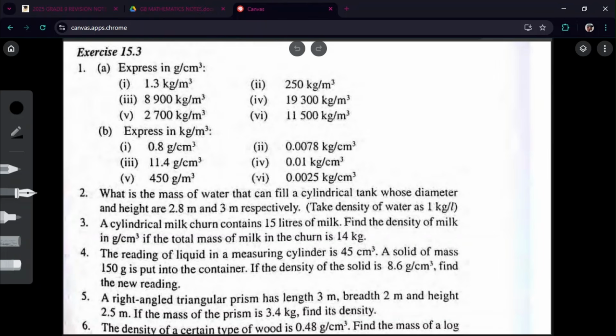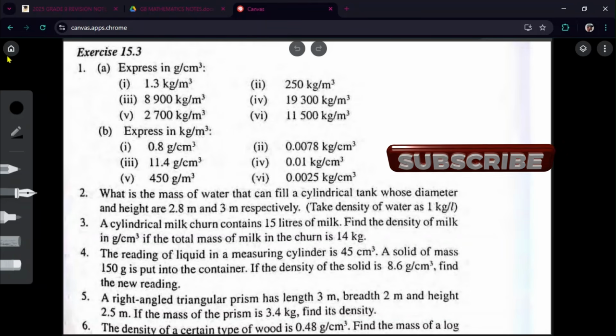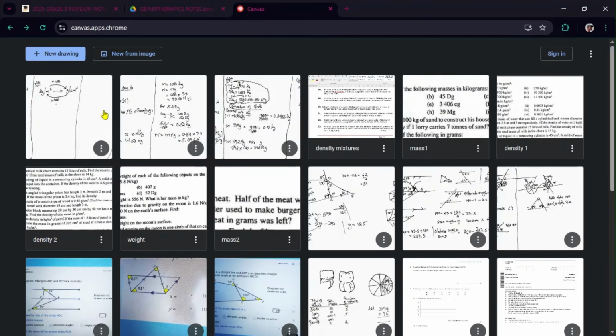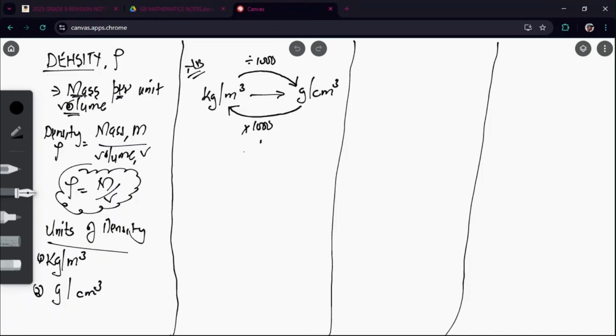Let me pick, for example, I want to convert maybe 2,700 kilograms per meters cubed into grams. And here I'll pick maybe 450. So I'll pick 2,700. I have an example here.